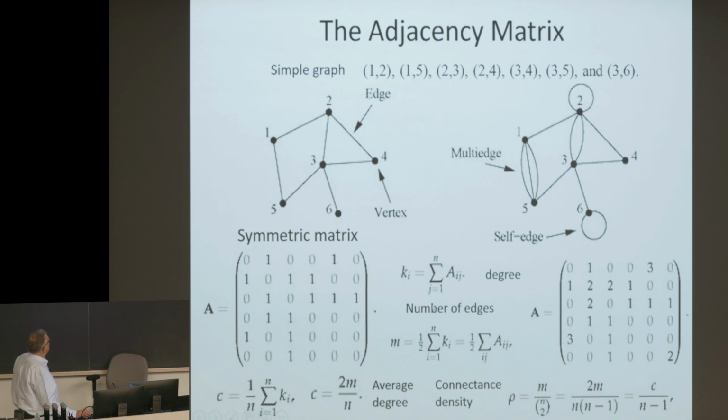And you see, this is called the adjacency matrix. It's Aij, and it's symmetric. And if you want to find the degree of a node, how many links emanate from a certain node, you just have to sum up the values in each column or in each row, because the matrix is symmetric.